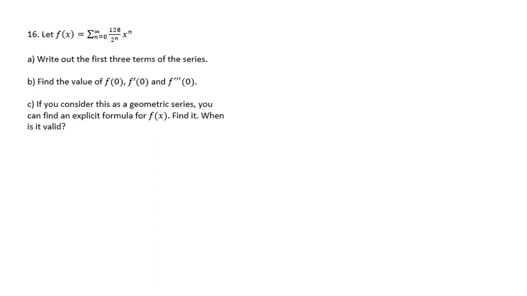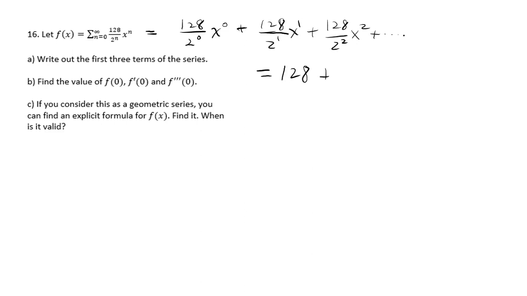Okay, let's write out the first 3 terms of the series. When n is 0, you get 128 over 2 to the 0th times x to the 0. When n is 1, you get 2 to the 1 down here and x to the 1, plus 128 over 2 squared x squared. Okay, and since anything to the 0th power is 1, you get 128 plus 64x plus 128 divided by 4, which will be 32x squared, and so on and so on.